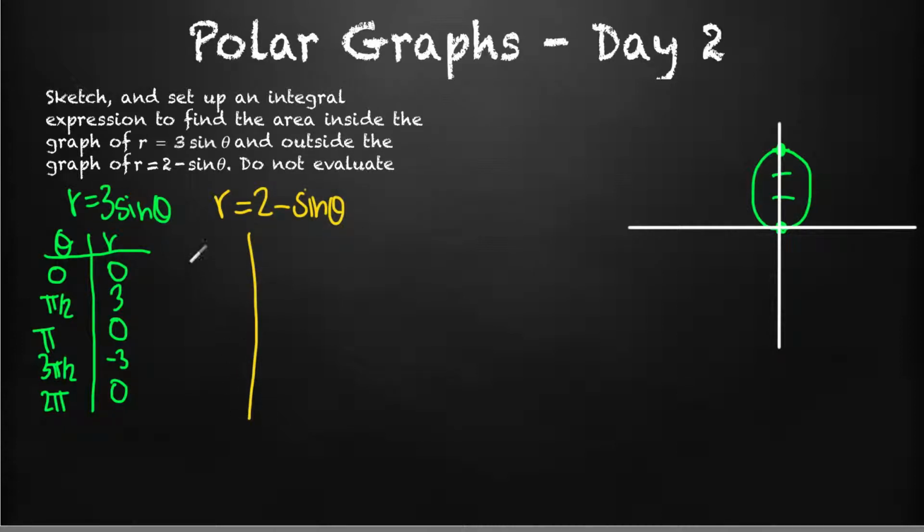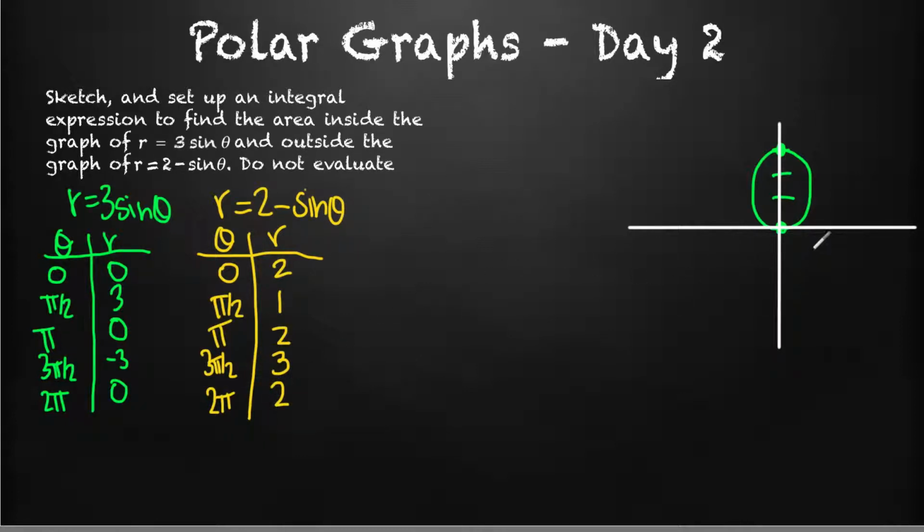So bring that down, and we're going to pick the same angles, 0, pi over 2, pi, 3 pi over 2, 2 pi. Plug in 0, sine of 0 is 0, 2 minus 0 is 2. Pi over 2 is 90, sine of 90 is 1, 2 minus 1 is 1. Pi, sine of pi is 0, 2 minus 0 is 2. And then 3 pi over 2, the sine of that is negative 1, so you actually have 2 minus a negative 1, which gives you 3. And then 2 pi is the same as 0, so that's an easy one, and that's going to be 2.